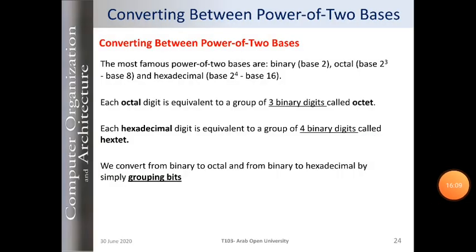We have to know that each octal digit is equivalent to a group of 3 binary digits called an octet, and each hexadecimal digit is equivalent to a group of 4 binary digits called a hextet. We convert from binary to octal and from binary to hexadecimal by simply grouping bits.